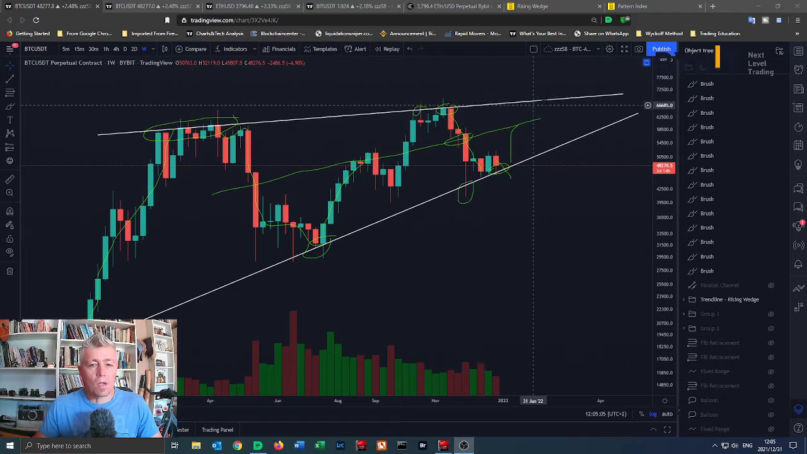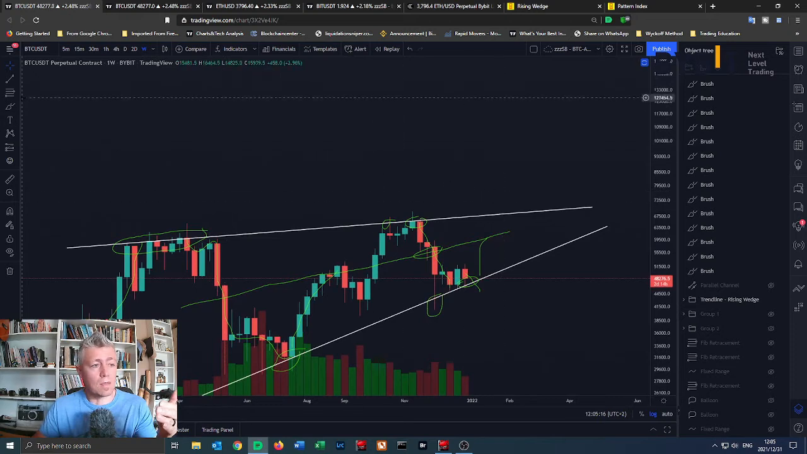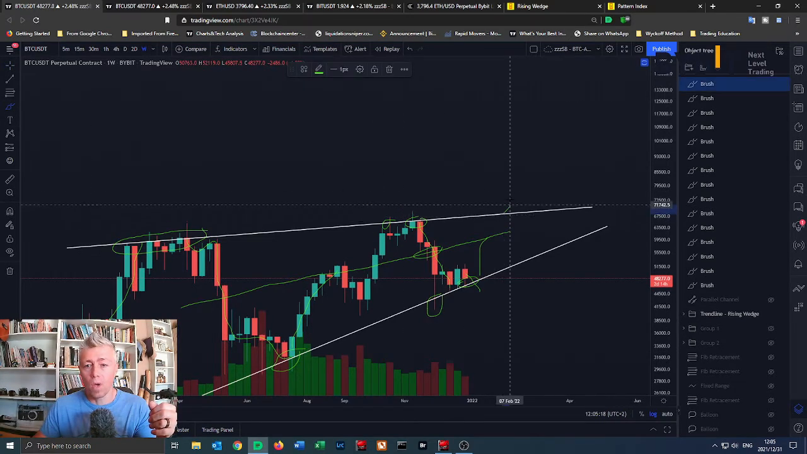If we see a candle close above this upper trend line, Bukowski suggests that you take a long position once you see that candle close above, and we could then see Bitcoin moving up beyond these $80,000 areas.